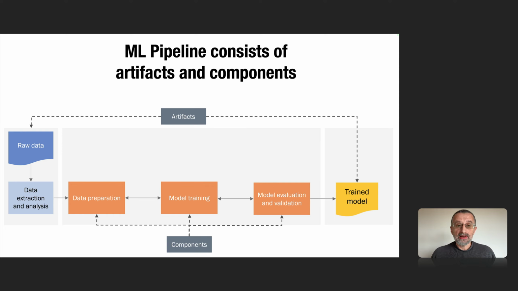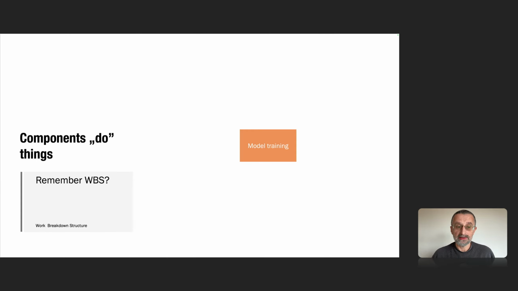So that brings us to the next concept. Our machine learning pipeline consists of artifacts and components. So we need to have this definition at hand. If you compare it to the production line, artifacts are the things which are in production, like raw data or sometimes models. Components are scripts which perform some actions on the artifacts.